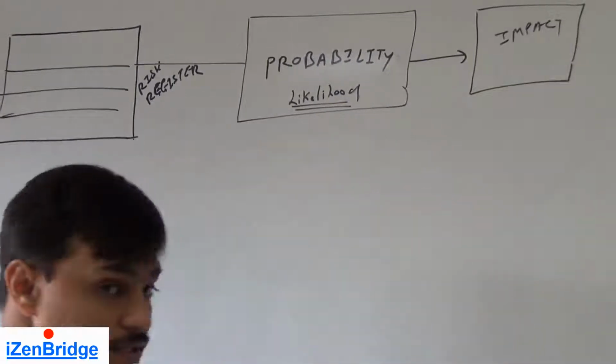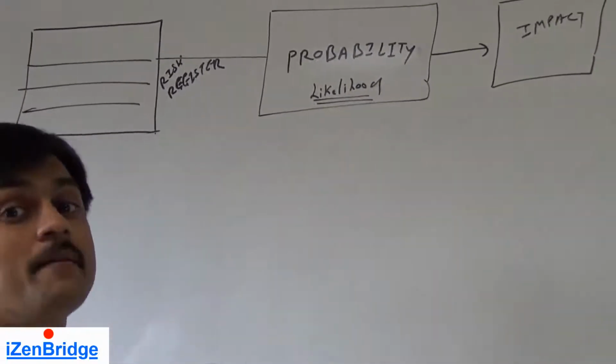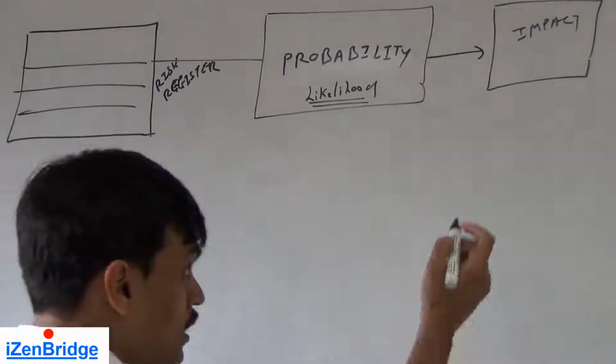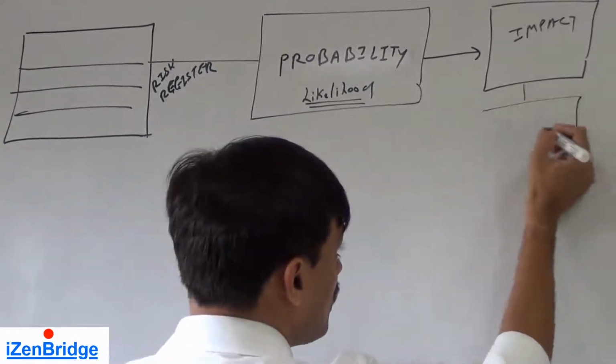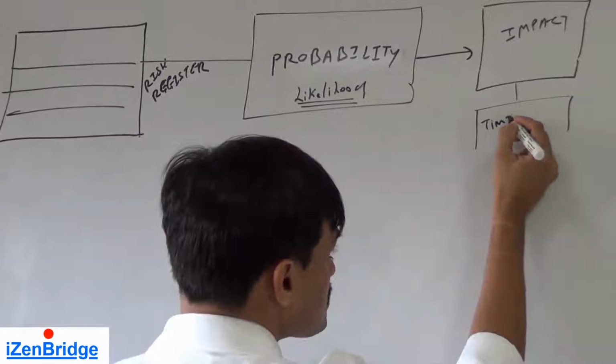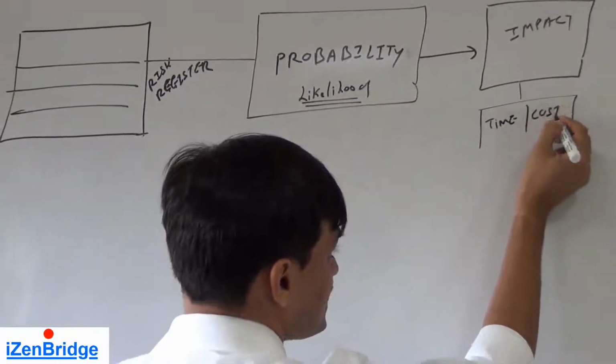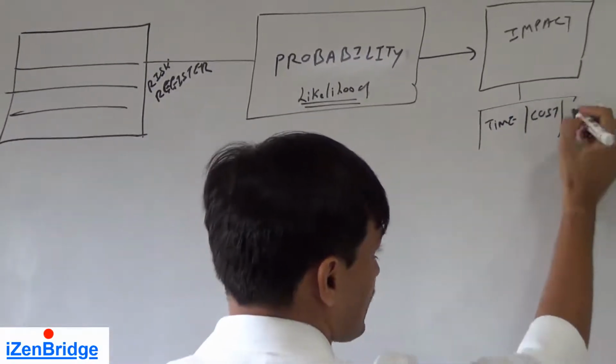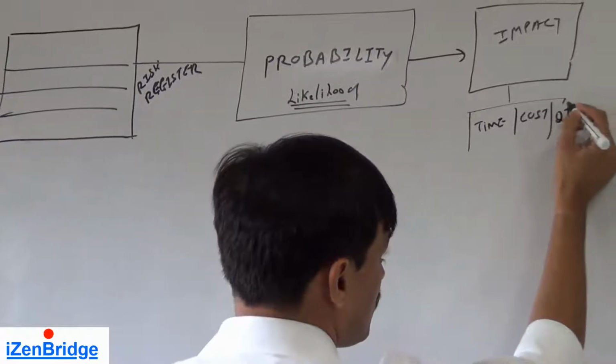And once we know the likelihood, we also need to look at the possible impact this risk can make. Now this impact can be in various dimensions. It could be a time impact, cost impact, customer satisfaction impact, quality impact, etc.